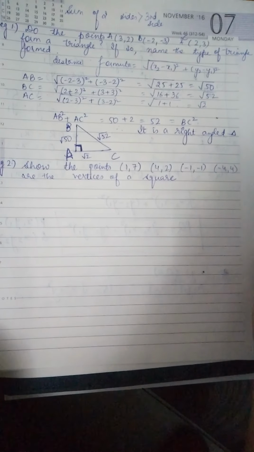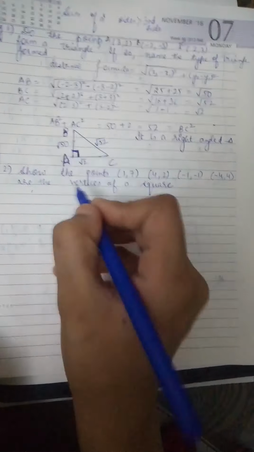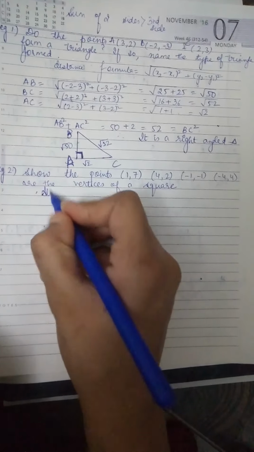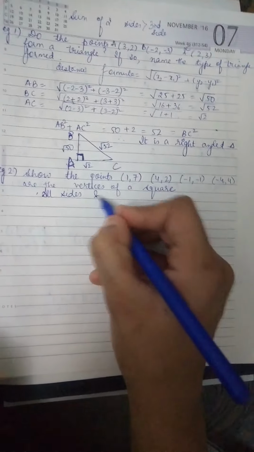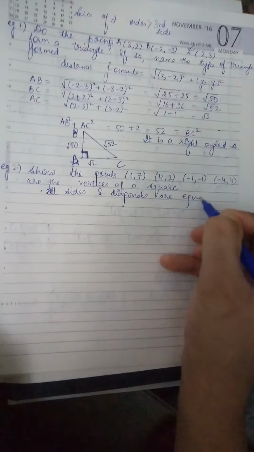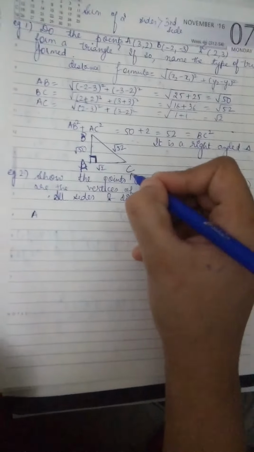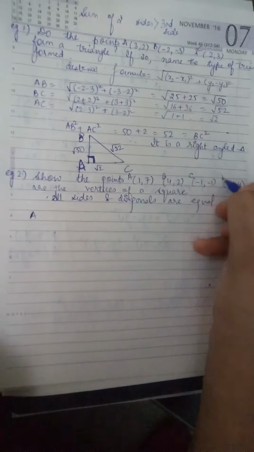Show that the points are the vertices of a square. We find all the sides and show that all sides and diagonals are equal. If all sides are equal and diagonals are also equal, then it is a square. First we'll label these points A, B, C and D.